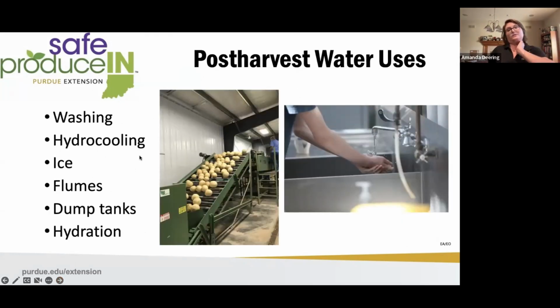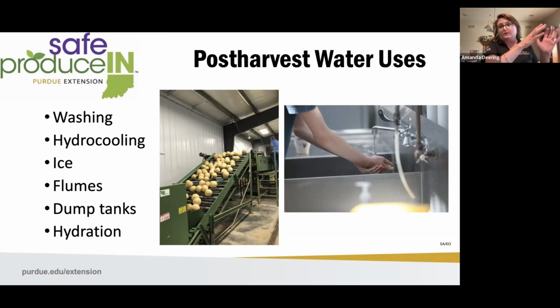All right, so now let's talk about post-harvest. That was mostly on the production side. Here's an example of a cantaloupe line. I think this is down in southern Indiana. But again, post-harvest water, we're using it for a ton of different stuff too, right? We're using it for washing, hydrocooling, ice, flumes, dump tanks, you name it. So again, if this water is contaminated, it's even worse, because this is typically the last thing that's going to touch that produce before it's out your door. So if this is contaminated, we're in big trouble, right?